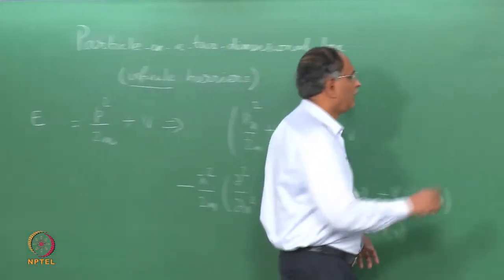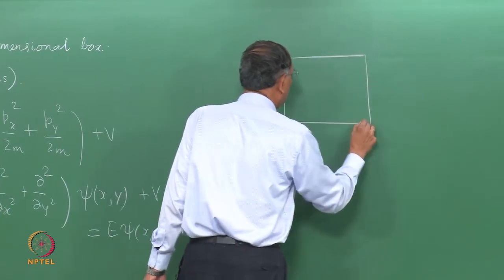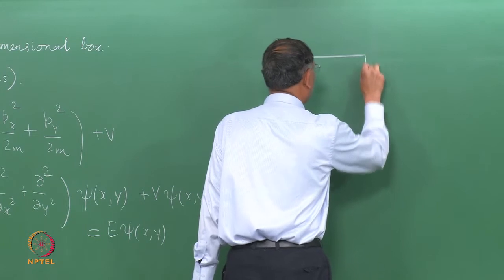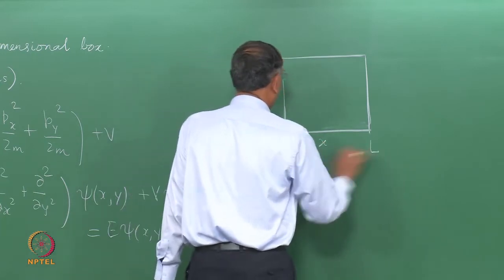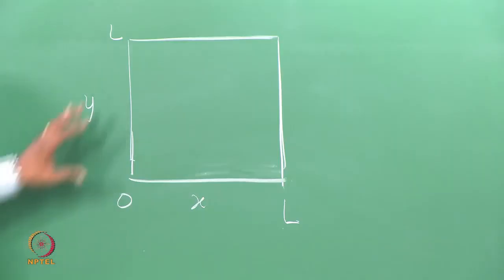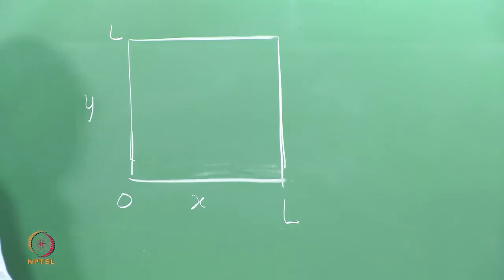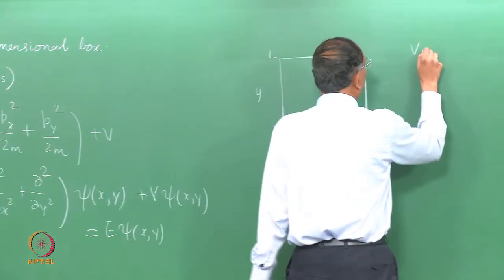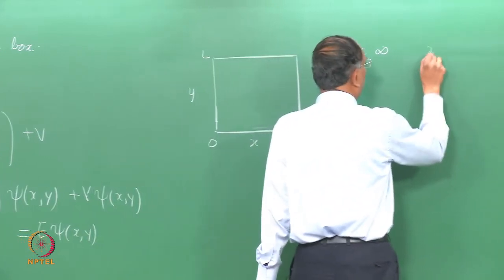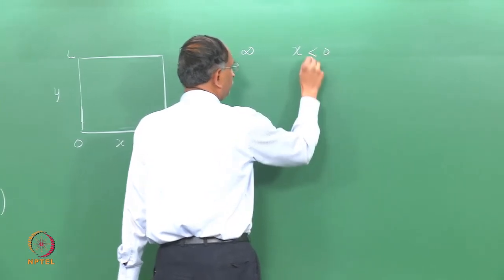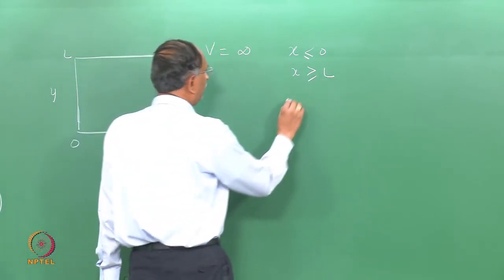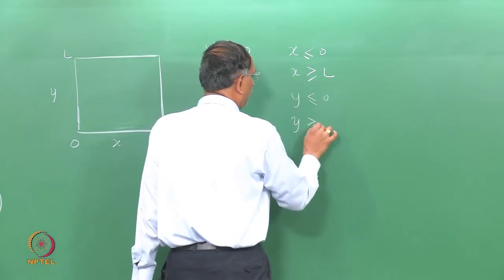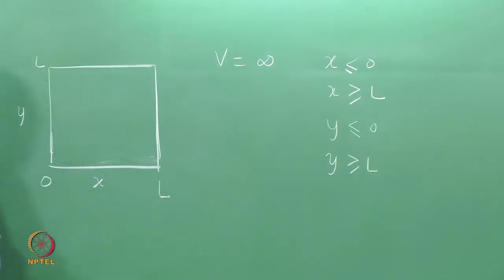If it is a square box, then essentially you are looking at something like that. So, x from 0 to L, and y is also 0 to L. Only in this region we are looking at the particle's properties and behavior, and for all others V is infinity: for all values of x less than or equal to 0, and for all values of x greater than or equal to L, and likewise for y less than or equal to 0, y greater than or equal to L.